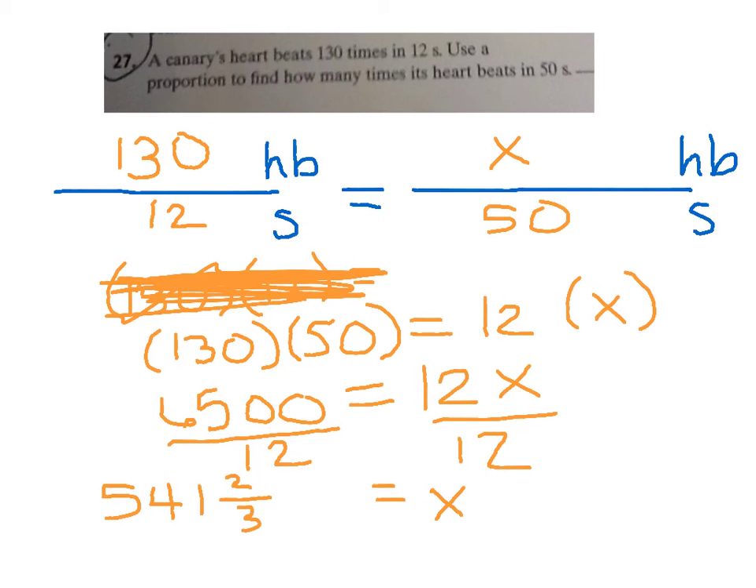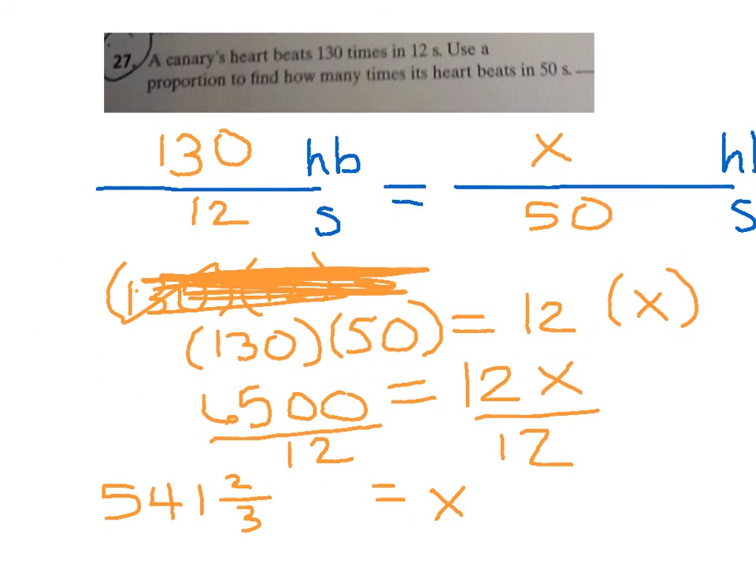Once again, I started with my units here. So I had heartbeats over seconds, right? And then I filled in my numbers. It said 130 in 12 seconds, and it asked me how many times it beats. So I was looking for how many times it beats, so there's an x in my numerator in 50 seconds. Cross multiply, single fraction equal to a single fraction. So we cross multiply. I have 130 times 50 is equal to 12 times x.